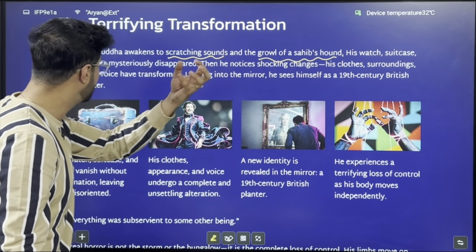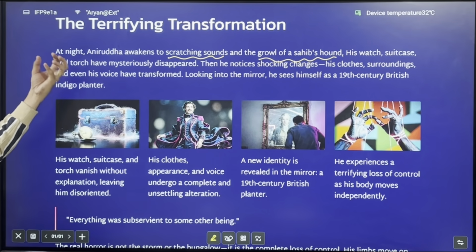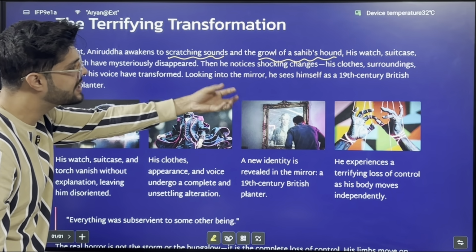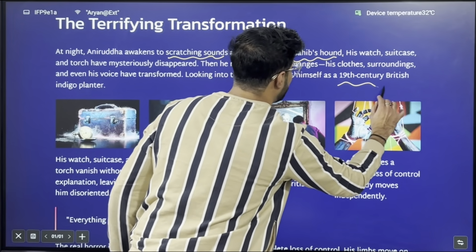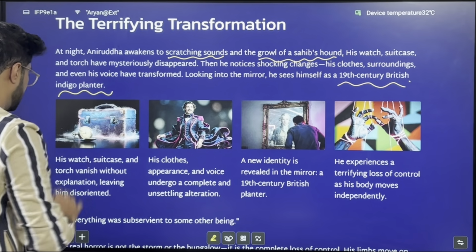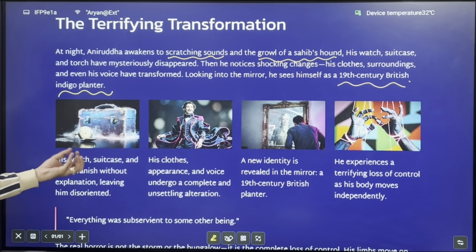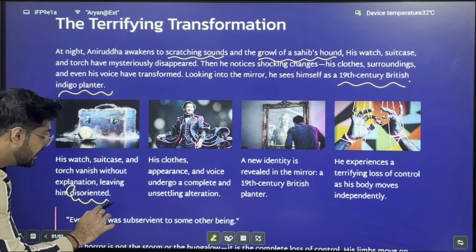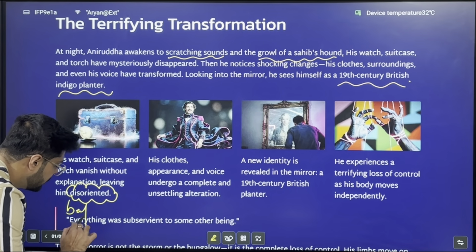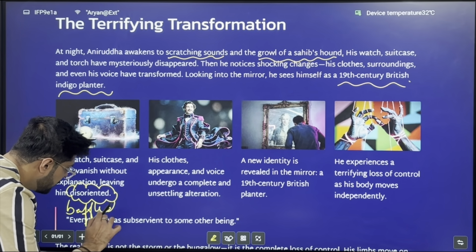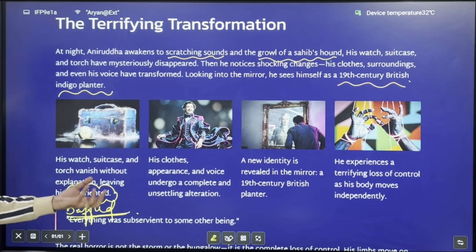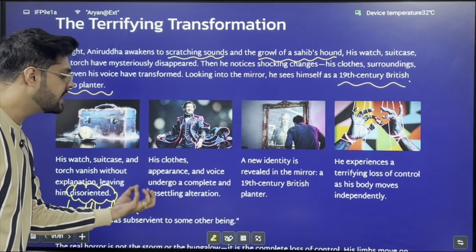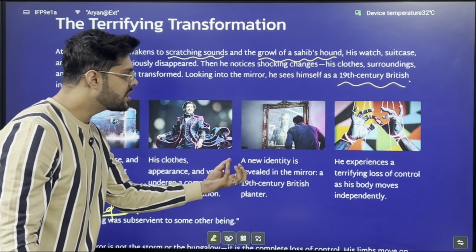His clothes, his surroundings, and even his voice have transformed. Looking into the mirror, he finds himself as a 19th century British indigo planter. His watch, suitcase, torch, everything vanishes without any explanation, leaving him disoriented and confused. His clothes, appearance, and voice undergo a complete and unsettling alteration. There was a new identity.